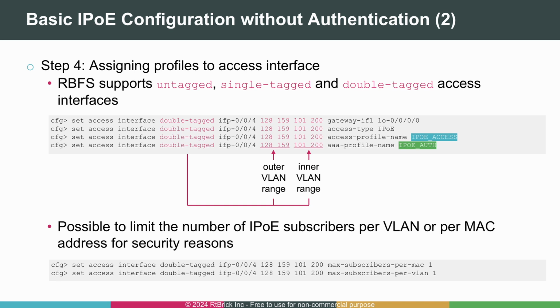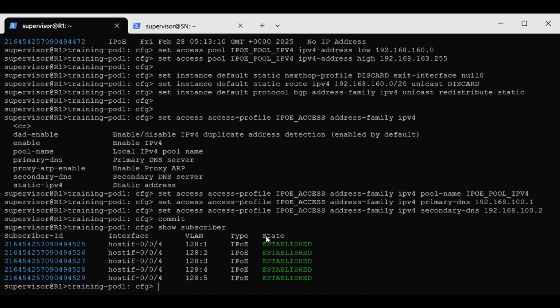Additional settings such as the maximum number of subscribers per MAC address or per VLAN can be applied to the access interface. Please pause the video if you need more time to review these configuration steps. So far, we have successfully configured IPoE sessions to support IPv4. The process of configuring IPv6 support is very similar to that of IPv4. Instead of using DHCP, DHCPv6 is used as the network protocol for IPv6.